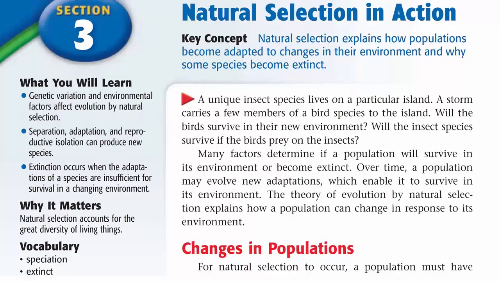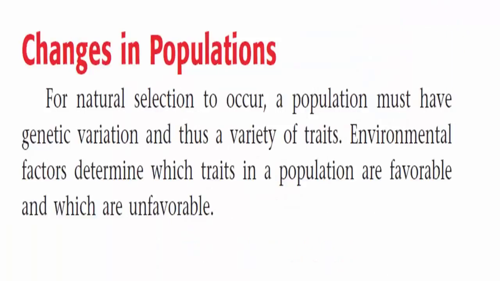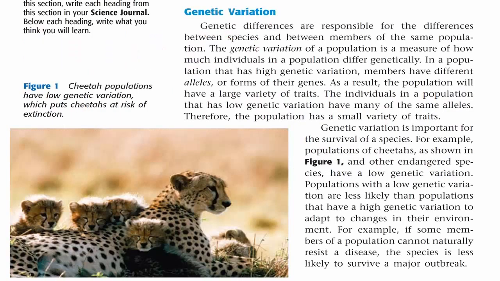Over time, a population may evolve new adaptations which enable it to survive in its environment. The theory of evolution by natural selection explains how a population can change in response to its environment. Changes in populations. For natural selection to occur, a population must have genetic variation and thus a variety of traits. Environmental factors determine which traits in a population are favorable and which are unfavorable.